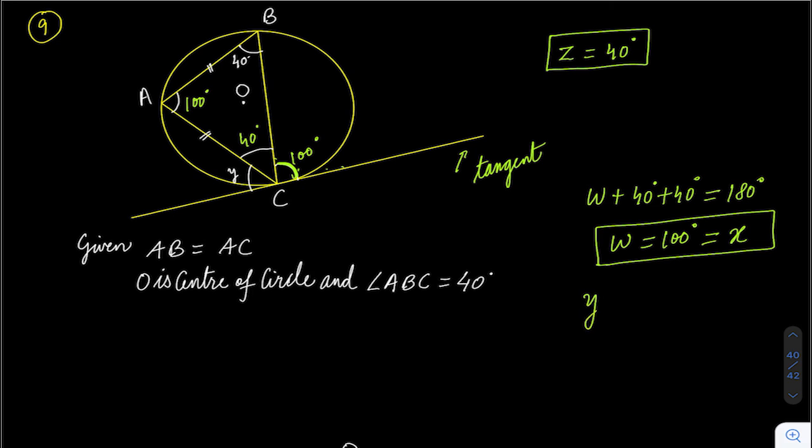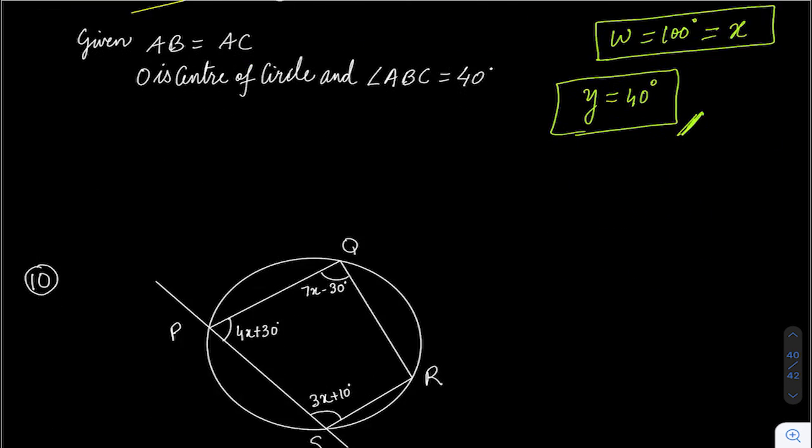Now Y, we can say, should be 40 degrees, because the sum of these angles should be 180, right? This is a line, so obviously the sum of all these angles should be 180. So Y is nothing but 40 degrees. And we can also say Y is 40 because AC is a chord and this is the tangent. The angle between chord and tangent, Y, is equal to the angle in the alternate segment, that is this 40, as you can see. So from that also we can say Y is 40. There are two ways, whichever you like or understand better.